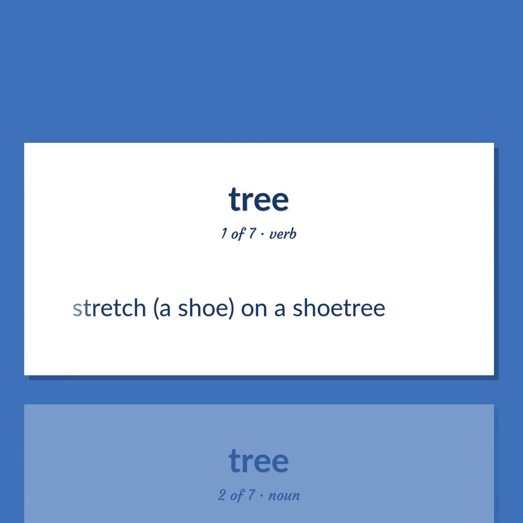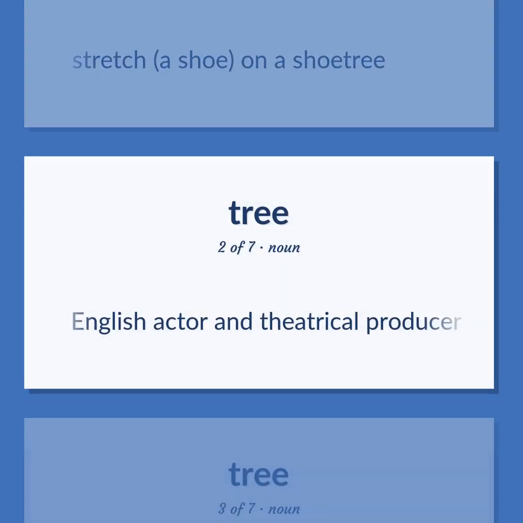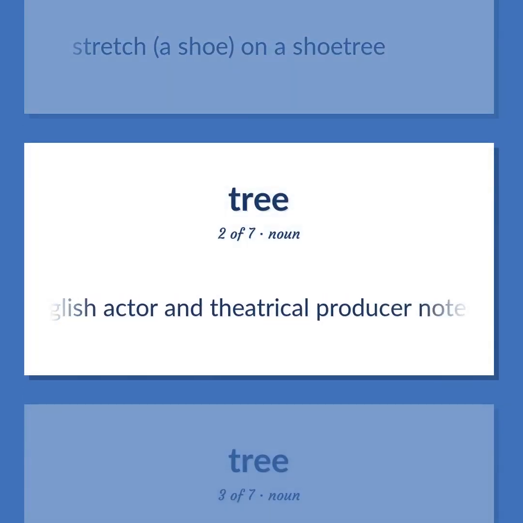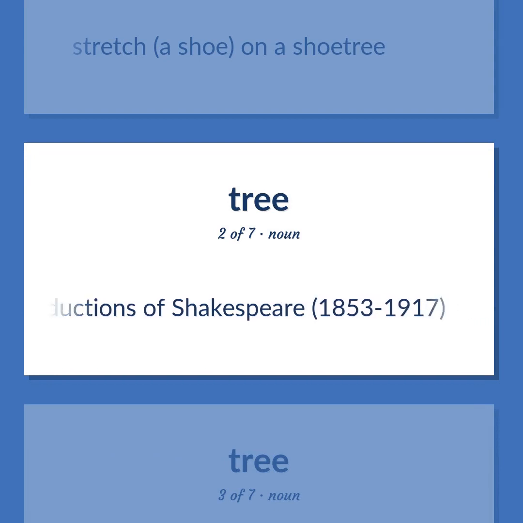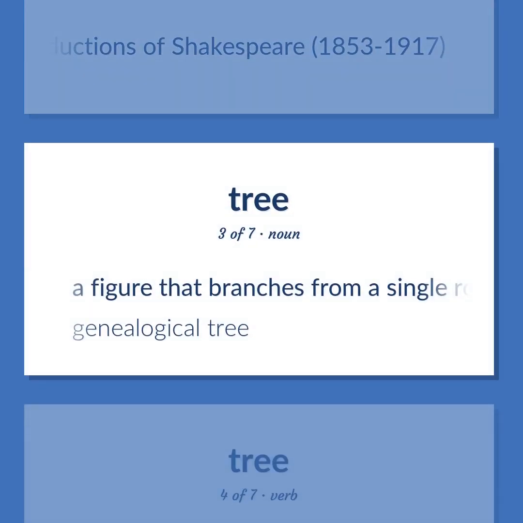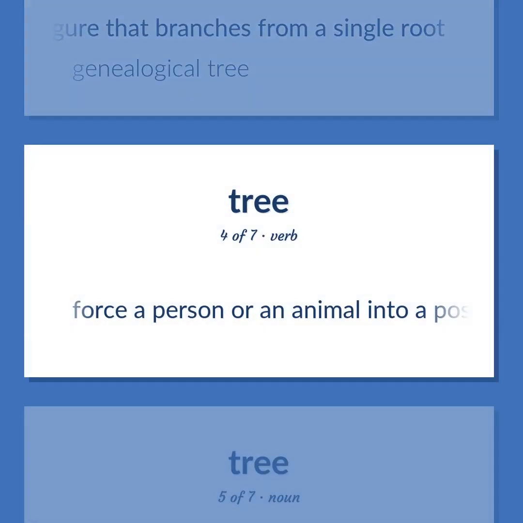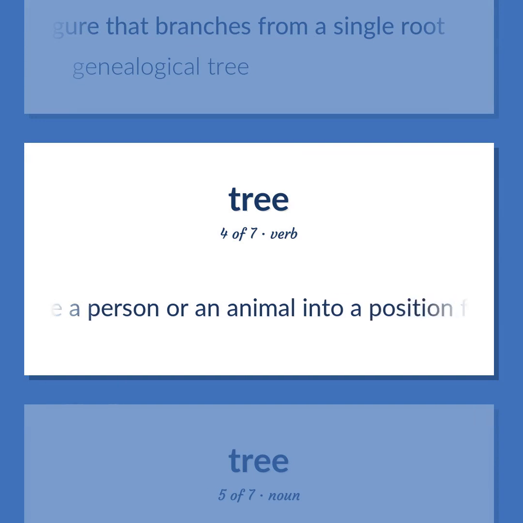Stretch, a shoe, on a shoe tree. English actor and theatrical producer noted for his lavish productions of Shakespeare, 1853 to 1917. A figure that branches from a single root. Genealogical tree. Force a person or an animal into a position from which he cannot escape.